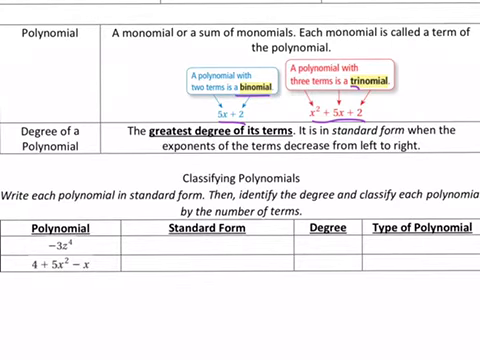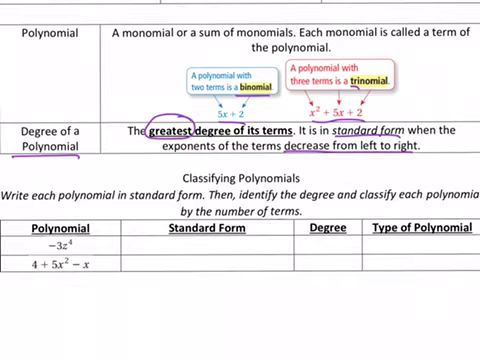Now, the degree of an actual polynomial this time, not a monomial, is the greatest degree of the terms. We also have to talk about the fact that it has to be in standard form. In standard form, the exponents decrease from left to right across the terms. We're going to classify and do all of that in these examples to put polynomial classification all together. So let's go right into our example.